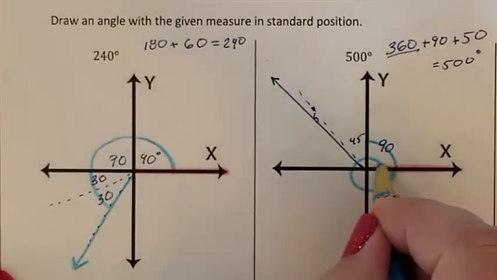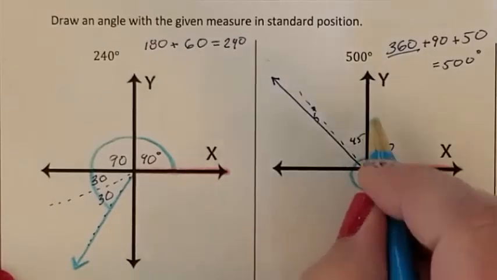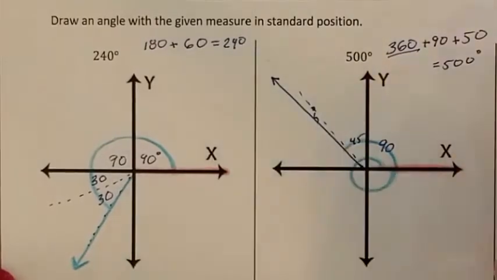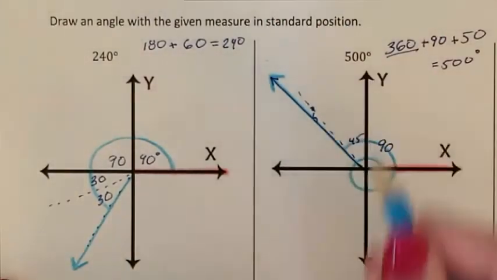So I started here on this side. I went a full 360 circle. Then 90, 45, and just 5 more. And this right here is my terminal side. That is my 500-degree angle.